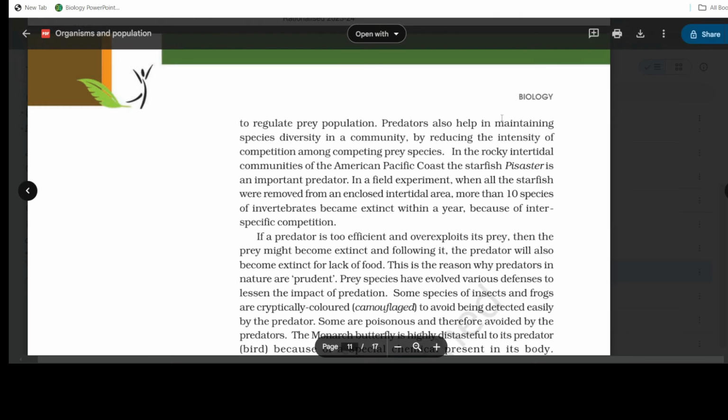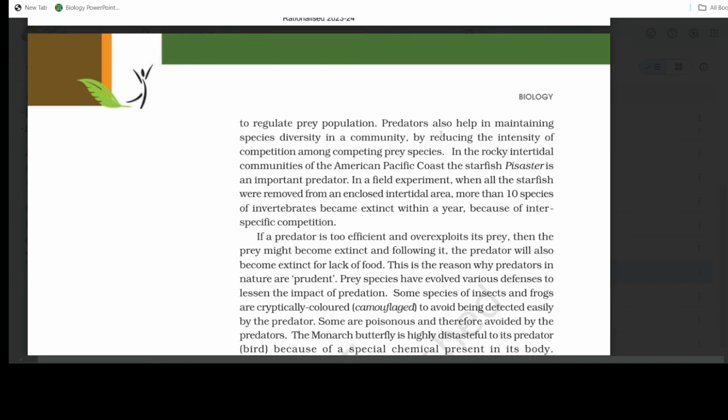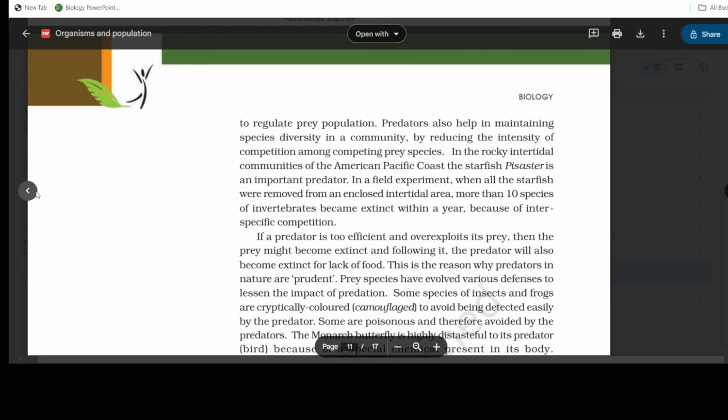Next, significance. Predators also help in maintaining the species diversity in a community by reducing the intensity of competition among competing prey species. See, if there are two, three prey species and they are competing with each other, predators play a role in maintaining their diversity. Let's see how it happens.